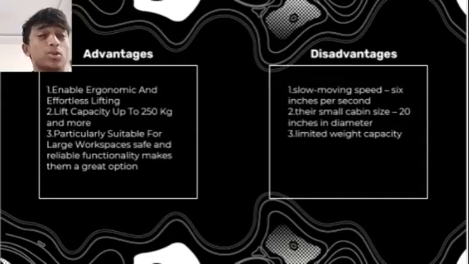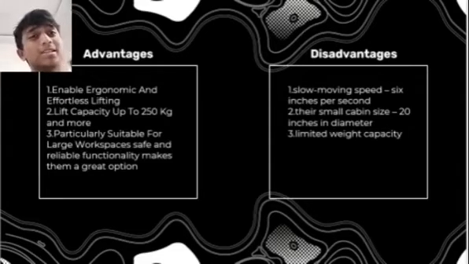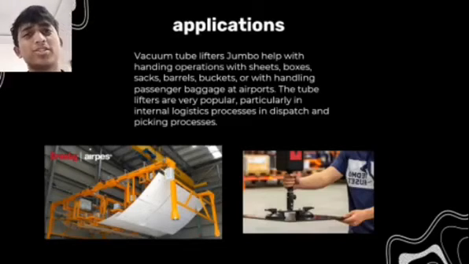The disadvantage is slow moving speed. It has a speed of about 6 inches per second, which is really slow for a fast moving business. They have a very small cabin size, and it has a limited weight capacity of maybe 1000 kgs. What are the applications? These are mainly used in industries for lifting purposes. It's used mainly in airports and railways for baggage systems. It's even used for picking and placing in industries which are not very high paced.